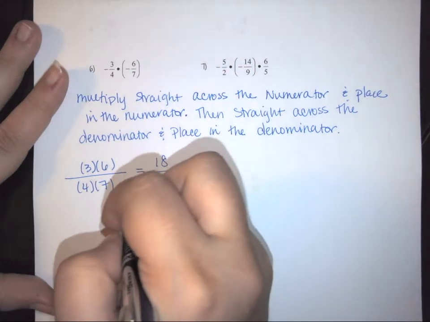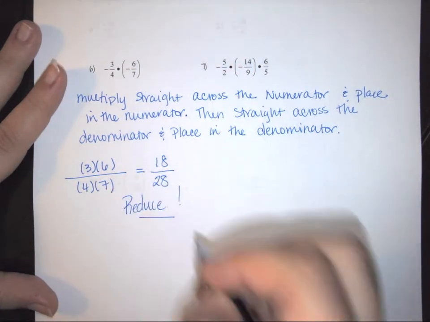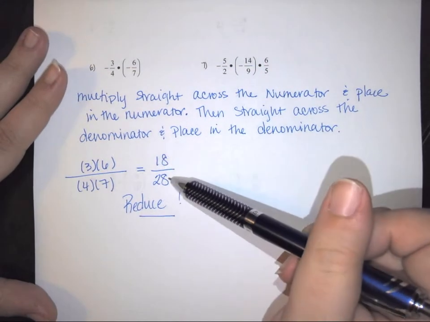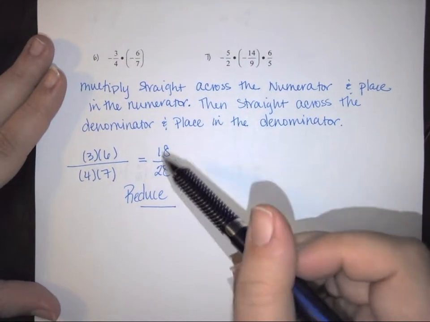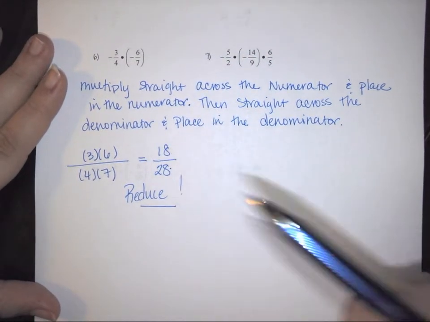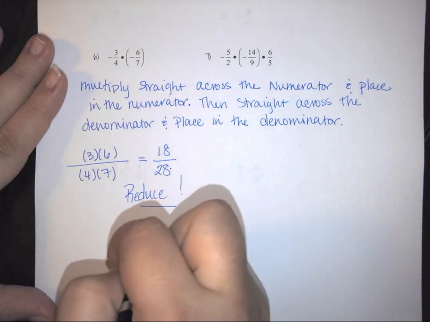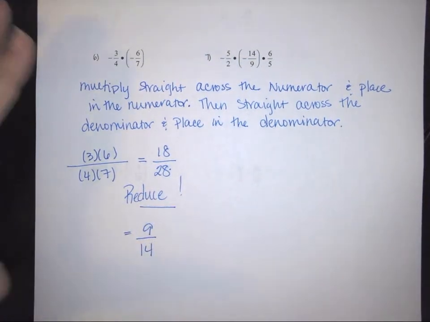After you do that, you must reduce, reduce, reduce. Looking at 18 and 28, one thing in common is a 2. If I divide 2 out of both of them, that leaves me with 9 over 14. And thus, I've finished that multiplication.